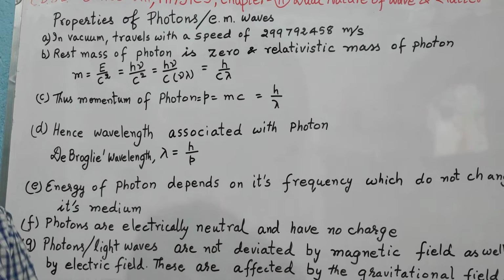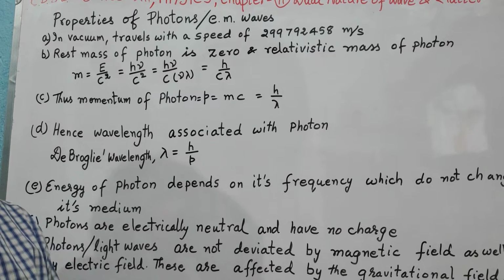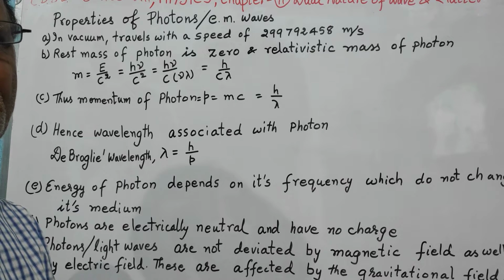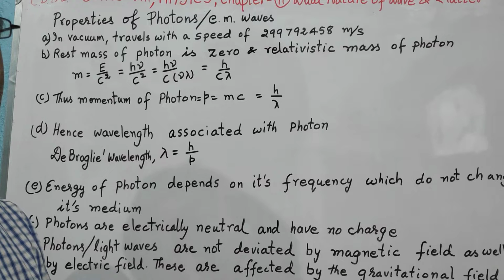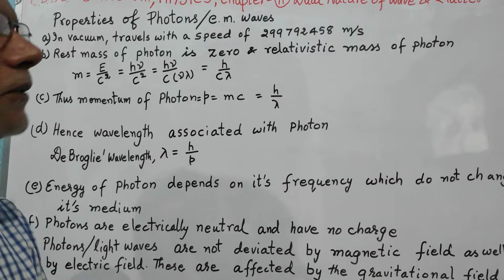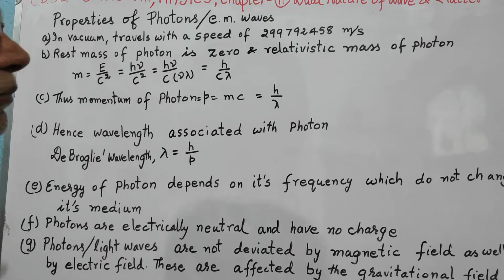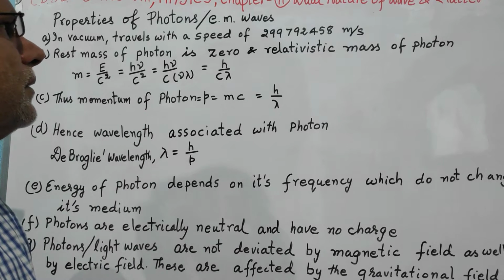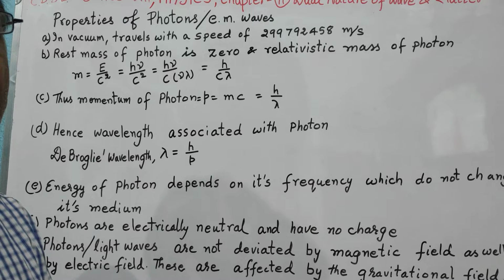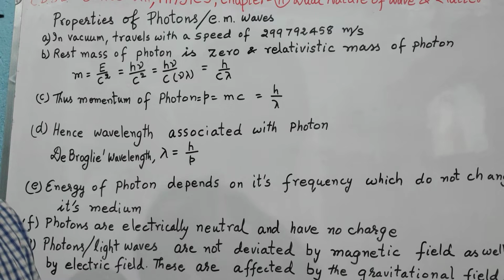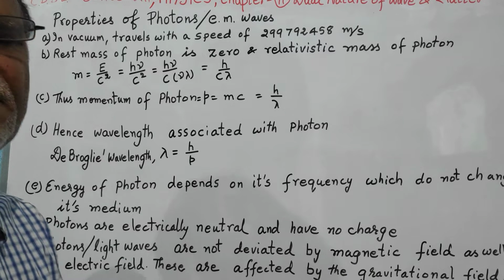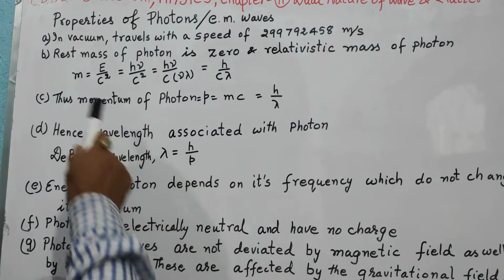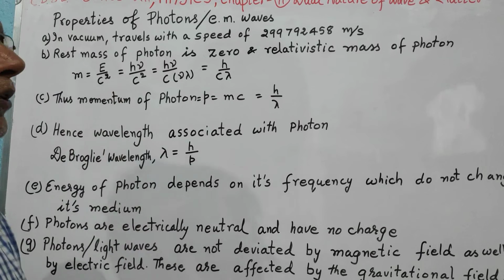Well, the speed of light, that is electromagnetic wave in vacuum, is 299792458 meter per second. It is the highest possible speed in universe of any moving particle. And then the relativistic rest mass of photon is 0, and relativistic mass of photon is non-zero, and is given by the relation E is equal to mc square.